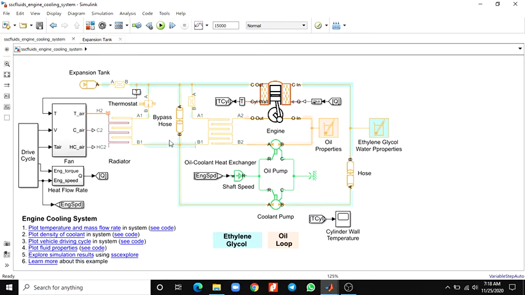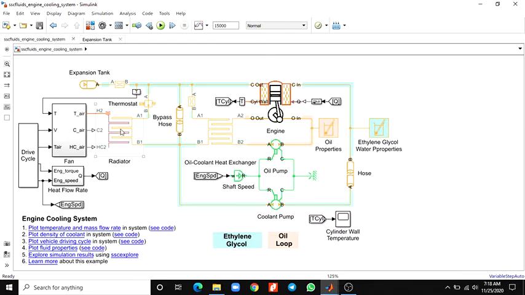The system temperature is regulated by the thermostat, which diverts flow to the radiator only when the temperature is above the threshold. Here, the oil cooler heat exchanger is involved. The oil cooling circuit also absorbs some of the heat from the engine. The heat added to the oil is transferred to the coolant by the oil coolant heat exchanger.